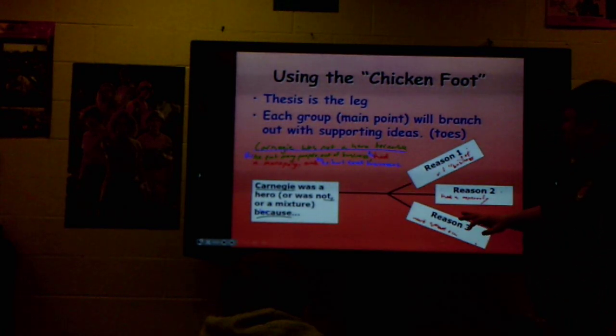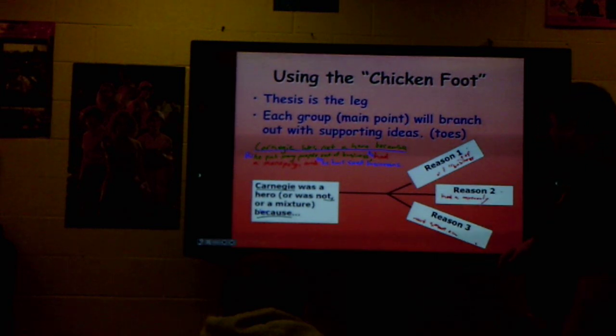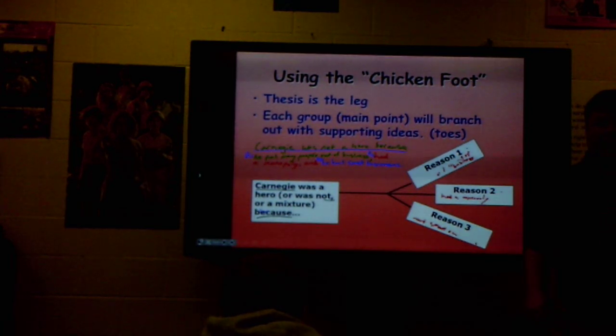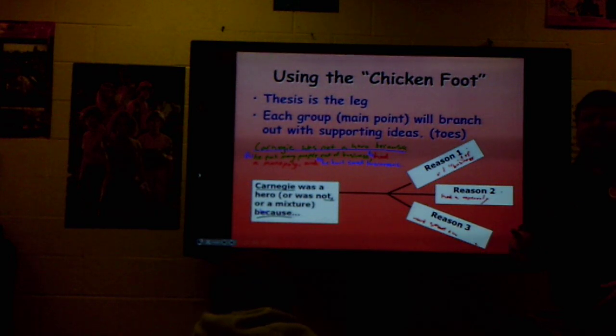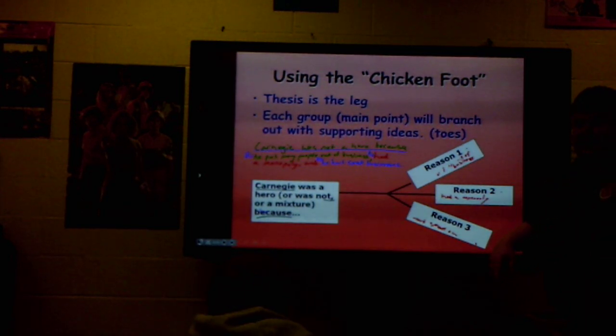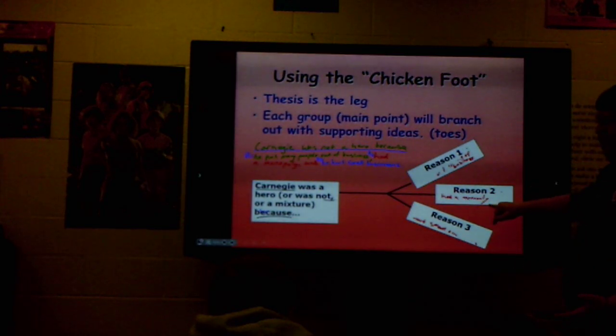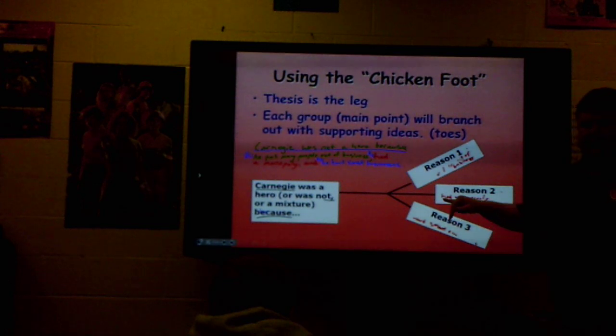So here's some examples real quick when I did this with U.S. history. The reasons they came up with, reason number 1 is he put a lot of people out of business. Okay? He was a guy who owned a lot of different businesses, and he put other people out of business. He owned monopolies, which are illegal today. Reason number 2, he had a monopoly. We consider those to be bad, so that's reason number 2.